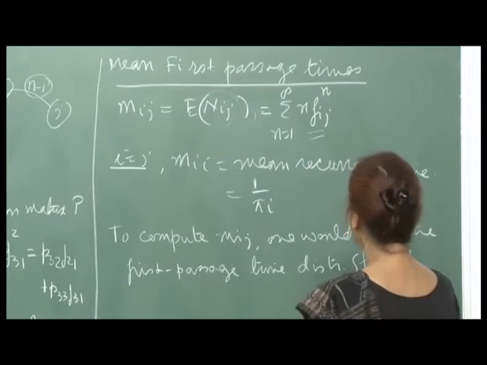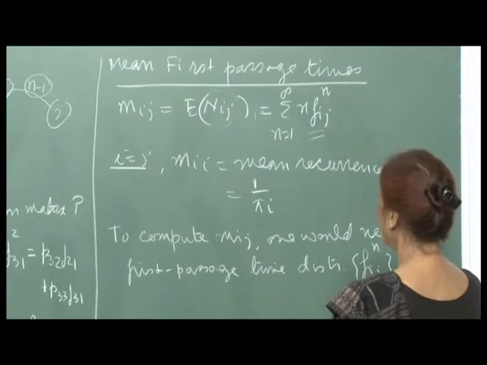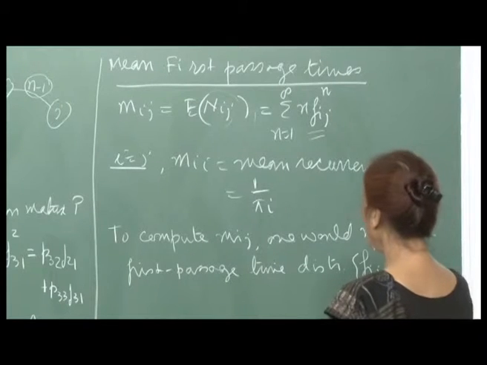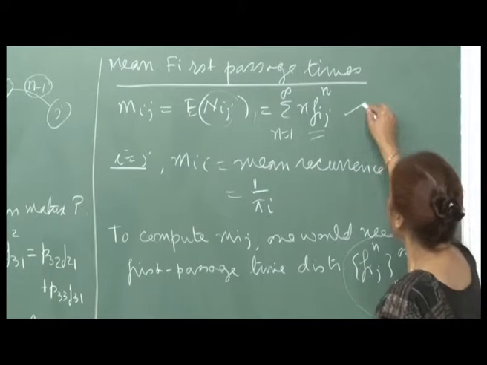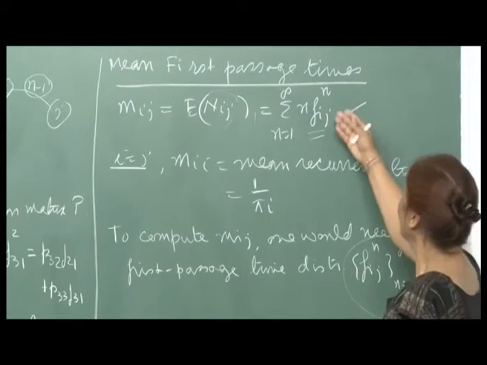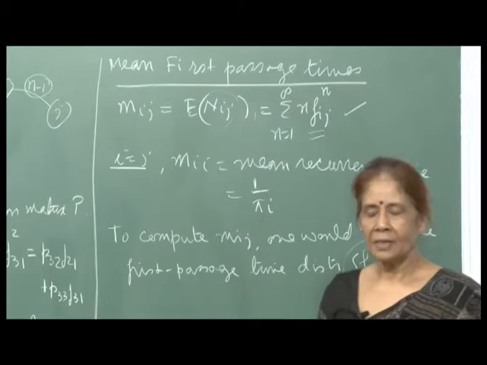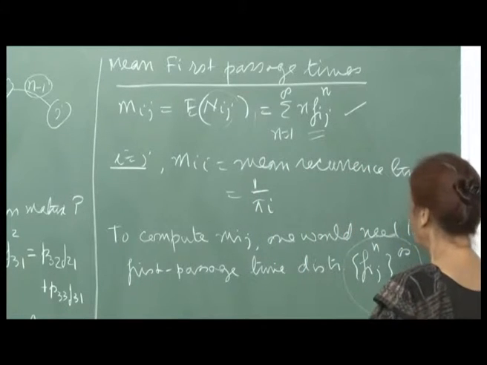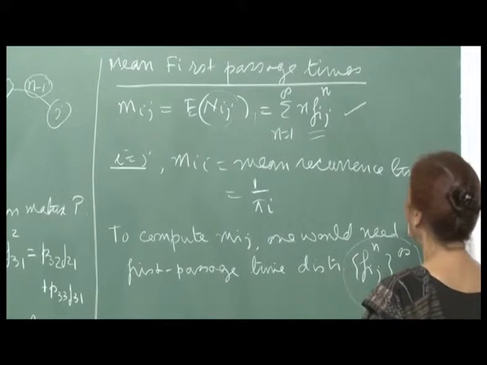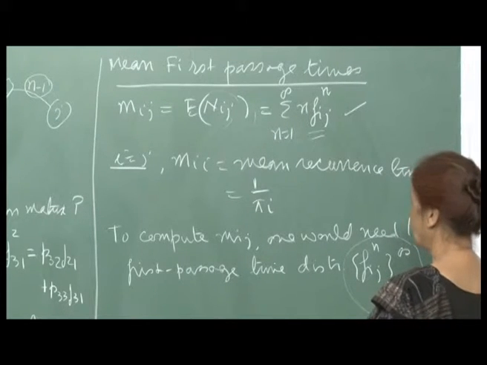Now, to compute the m_ij's, you would need the first passage time distribution. You can't apply this formula, because you would then have to have all the f_ij(n). So, again we will look at a nicer way of computing your mean recurrence time and mean first passage times.